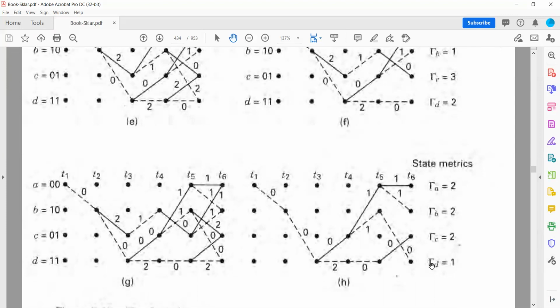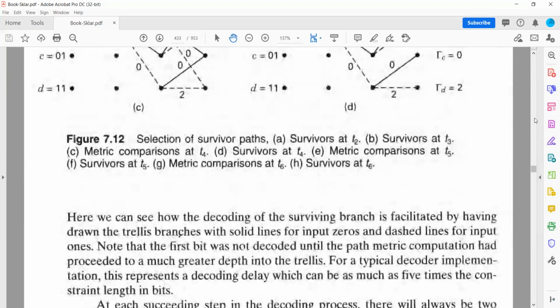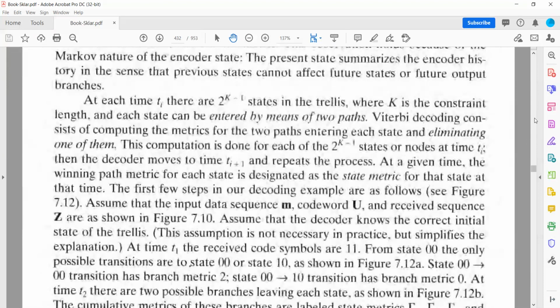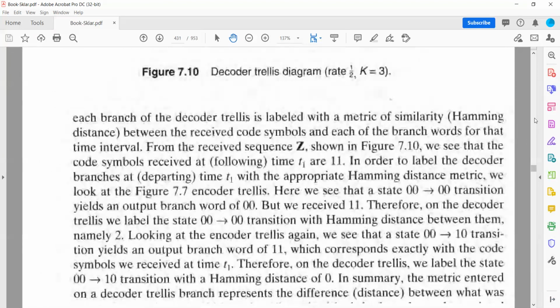Going from this point to this point, the input is 1. Going from this point to this point, again the input is 1. Going from this point to this point, it is 0. This is 1, this is 1. So what is the data? What is the input data that we are considering?